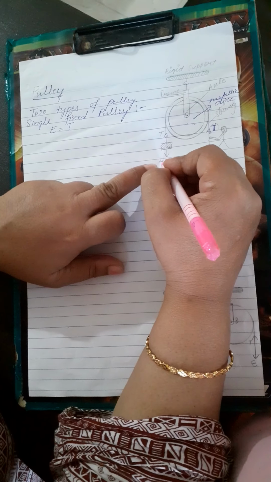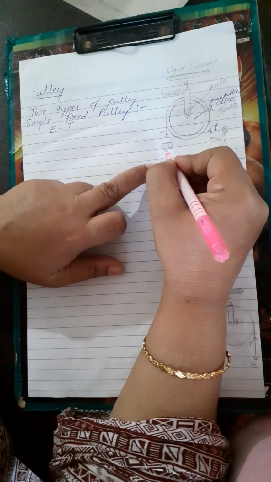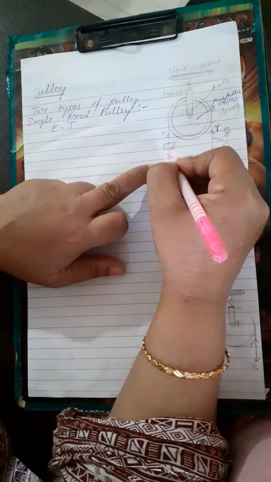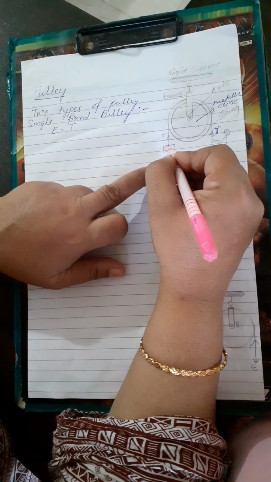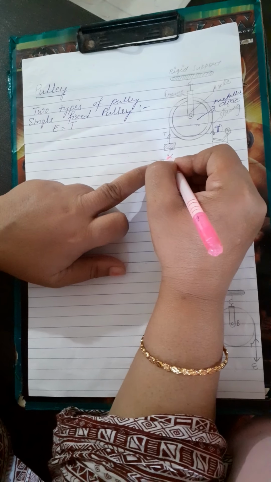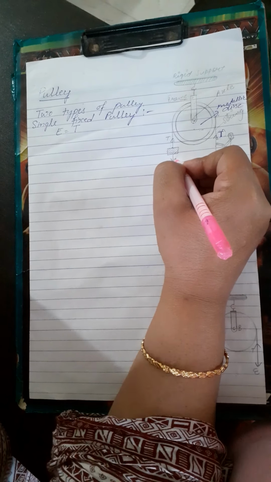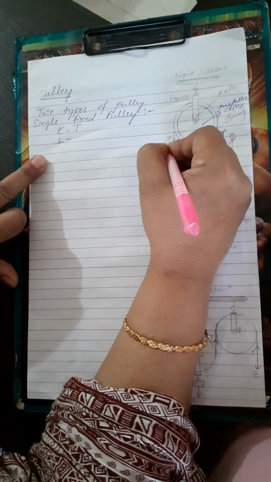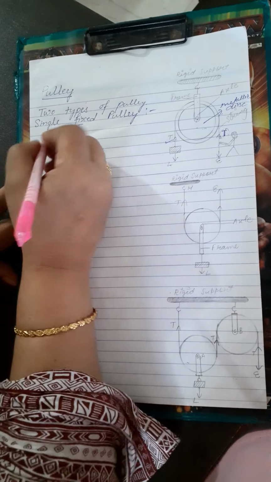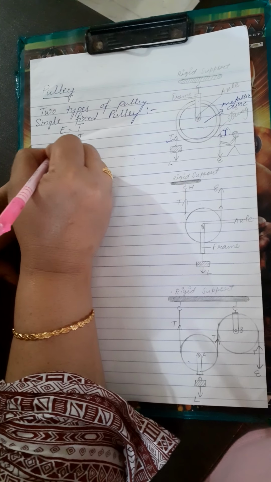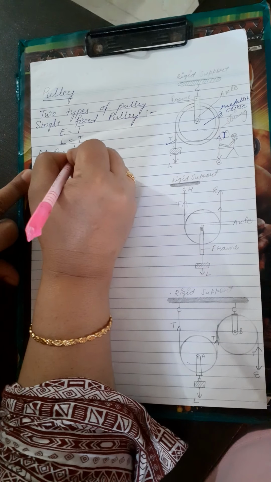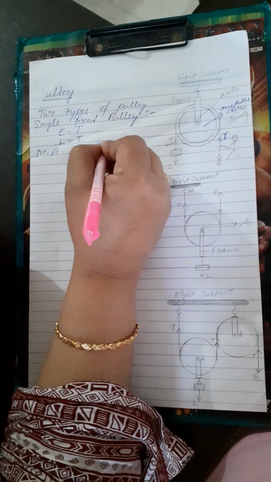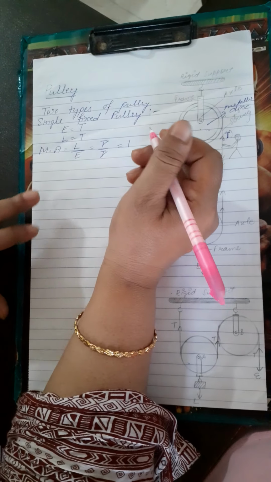And this load, this is also a force. Firstly, always remember you have to represent the load from the middle, from the center, in the downward direction. This load will also be balanced by this T. Now beta, what will be the mechanical advantage? This is load by effort. Load is T, effort is also T, so it will be equal to 1.